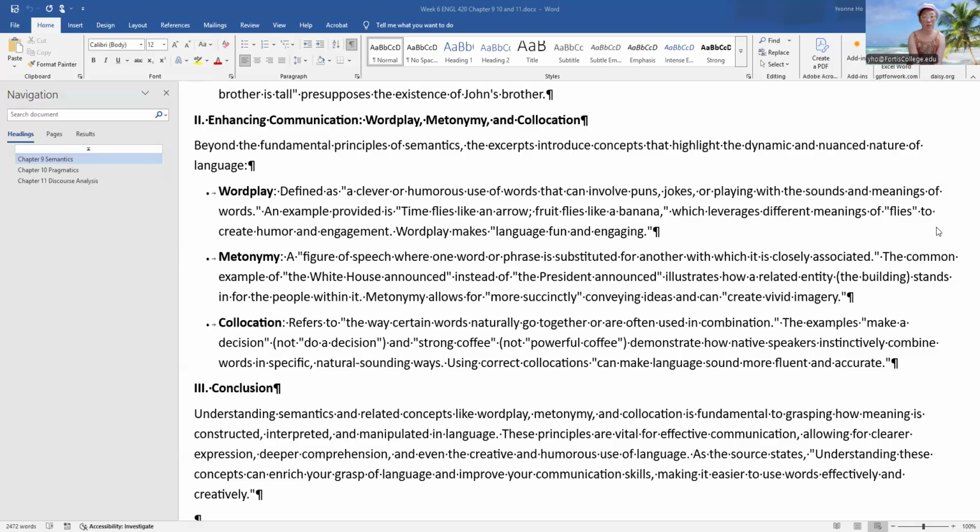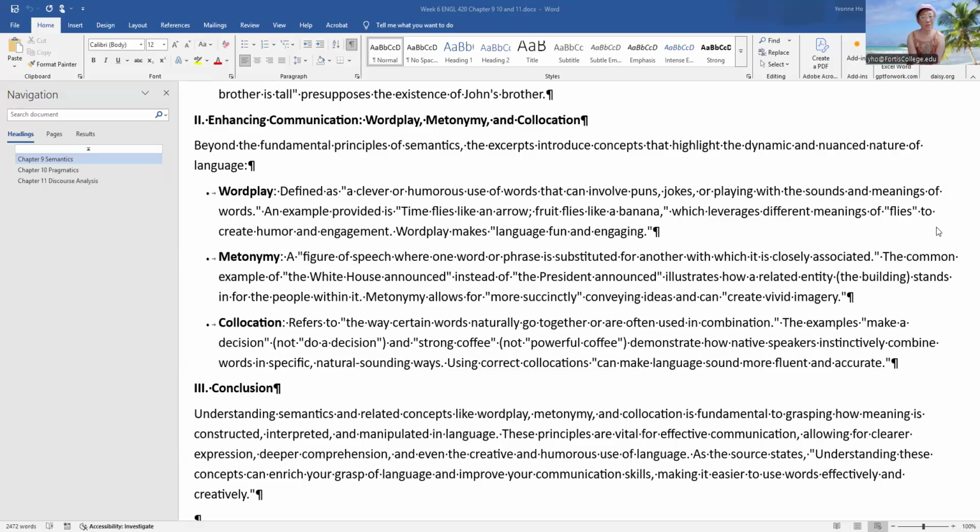Collocation refers to the way certain words naturally go together or are often used in combination. So the example, make a decision, not do a decision, demonstrates how native speakers instinctively combine words in specific natural sounding ways. And also different collocations have different meanings. So ESL students have to learn the difference between look to, look at, and look for, and the different meanings thereof.